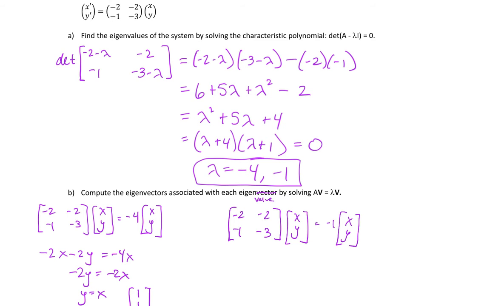Okay, translate this to an equation. So we have -2x minus 2y equals -x. I'm going to solve for y, so I add 2x to both sides, and I have -2y equals x. So y equals -1/2 x, just divided both sides by -2. And then I'm going to choose any x, y pair that makes that equation true.